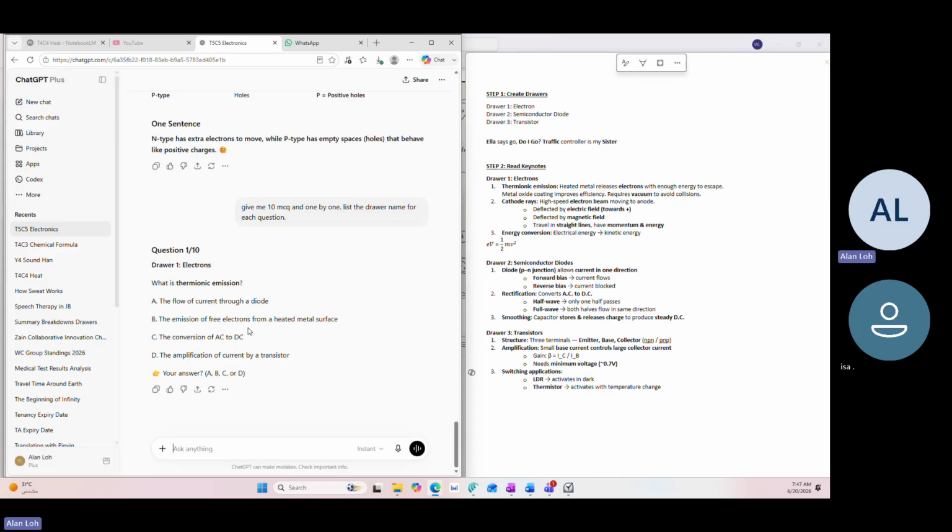You understood there is electron, you understood how it works, you understood the thermionic emission, you understood diodes, you understood the PN junction, you understood the full and half wave, and also you understood transistor. But to be able to answer exam level questions, you need to practice, right? You need to practice exam questions.